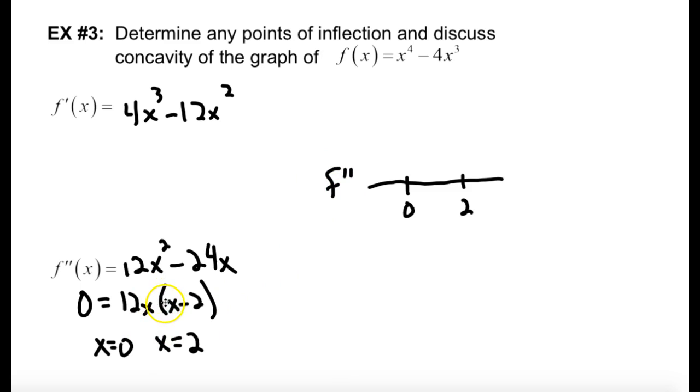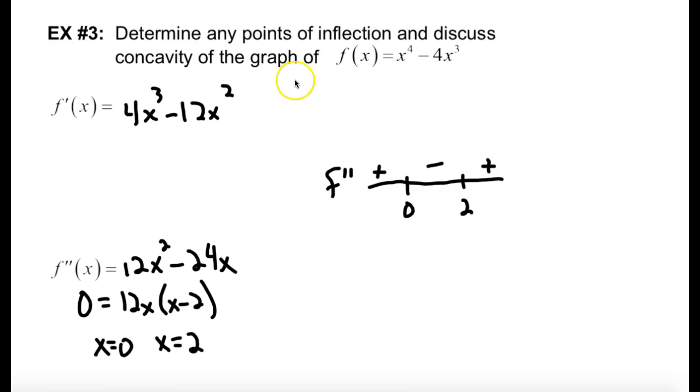So if I plug -1 in, this will be a negative, 12 times -1, and then this would be a negative. So I've got a negative times a negative. That's going to be a positive. If I plug in a value between 0 and 2, say 1, this will be positive. 1 minus 2 is negative, so a positive times a negative is a negative. And then if I plug in a value greater than 2, say 3, this will be positive, this will be positive, so positive times a positive is a positive.